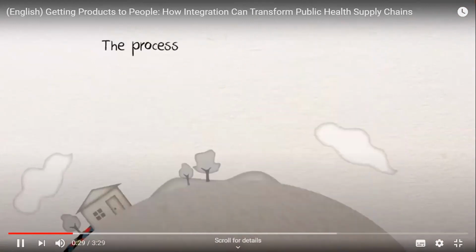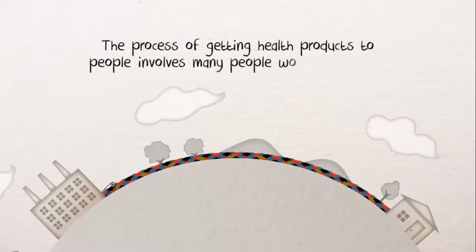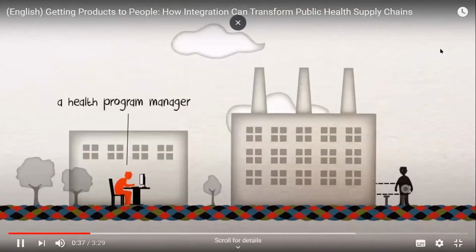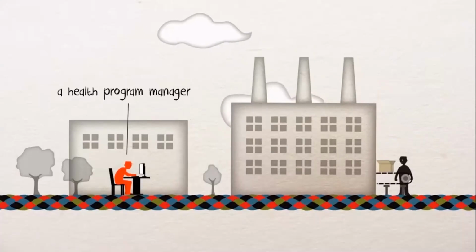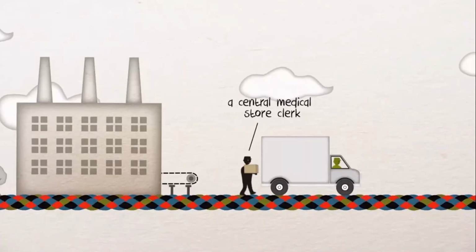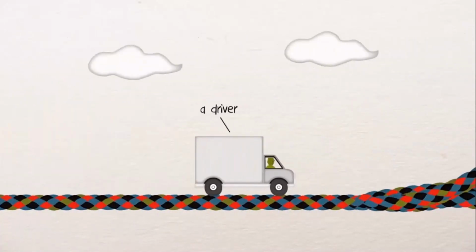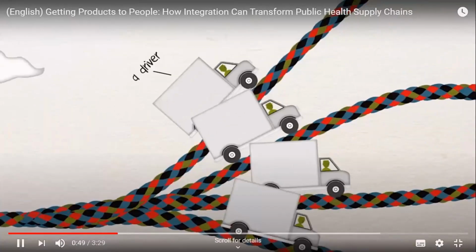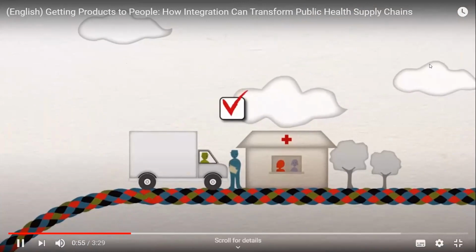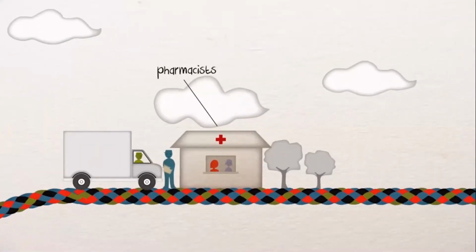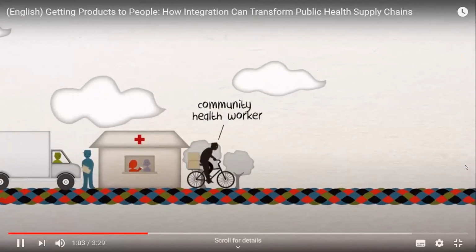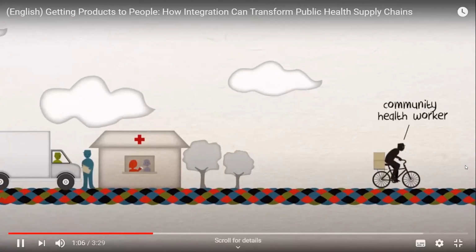The process of getting health products to people involves many people working together on various activities at different points along the way. A health program manager to estimate the number of products needed to treat patients. A central medical store clerk who picks and packs products. A driver from a transport company who delivers products to health facilities. Supervisors who make sure staff with logistics responsibilities are supported in doing their jobs. Pharmacists and other health personnel who dispense products. Community health workers who provide products to people at the last mile.